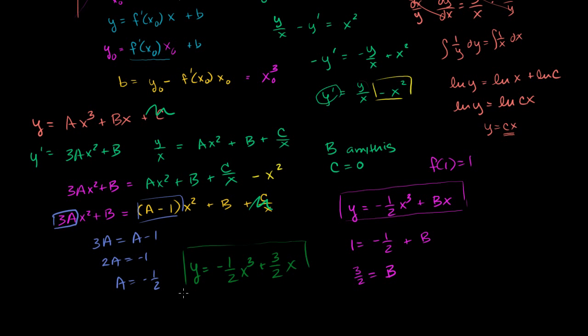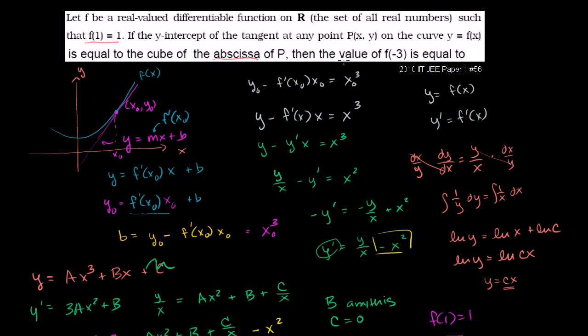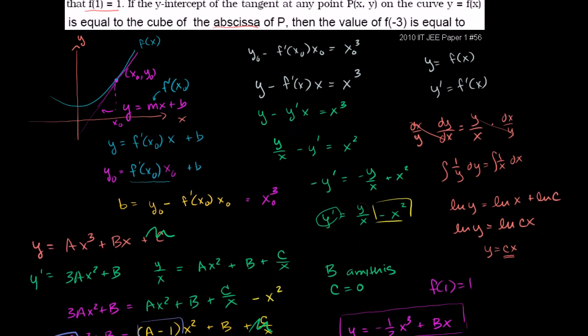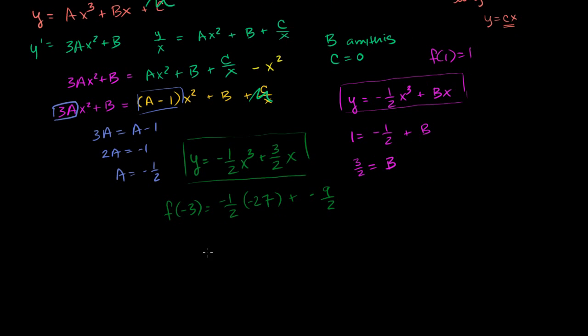So that's our function. But that's not what they're asking us. They're not asking us for the function. They're asking us for the value of f of negative 3. So f of negative 3 is equal to negative 1/2 times negative 3 to the third, which is negative 27, plus 3/2 times negative 3, so minus 9/2. So this will simplify to, well, everything's over 2.